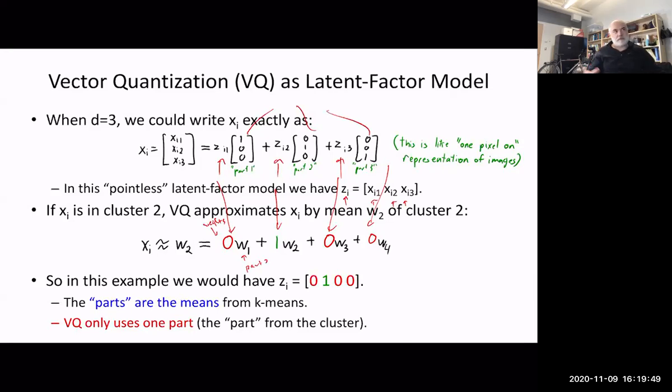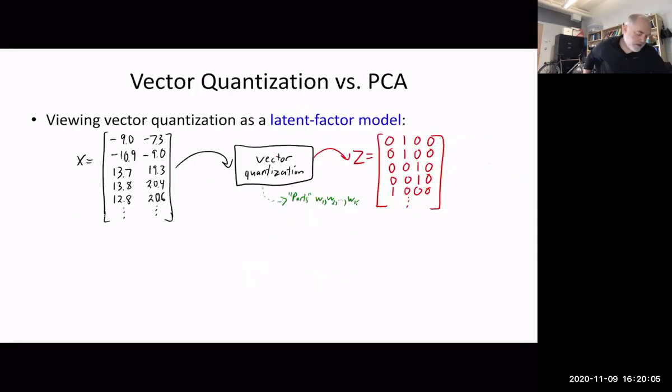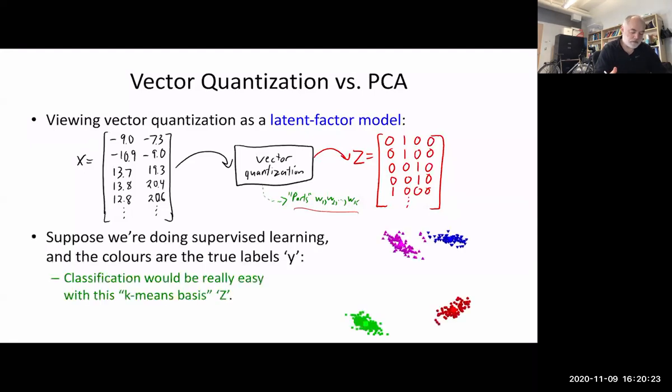The parts are the means from k-means. And the funny thing about vector quantization, in the case that we just did, is that the weights are 0, 1. In fact, it's a one hot vector. So we can view vector quantization as a latent factor model. We stick in x, do a vector quantization operation, and get parts out, the cluster means, and we get these weights, which are one hot vectors, the assignment of data items to the clusters.